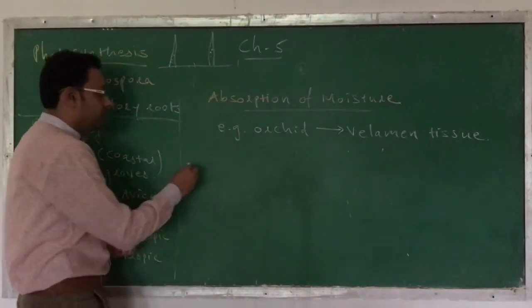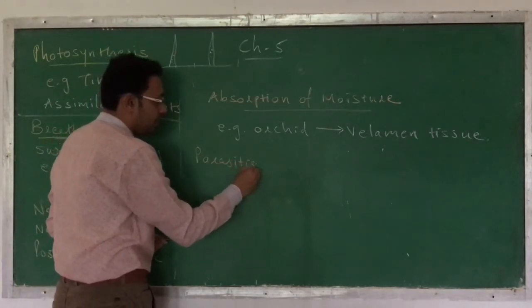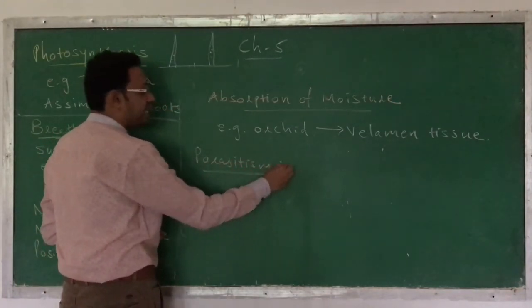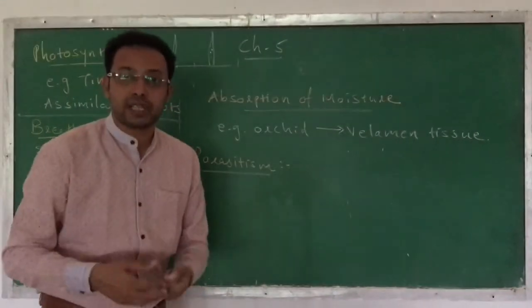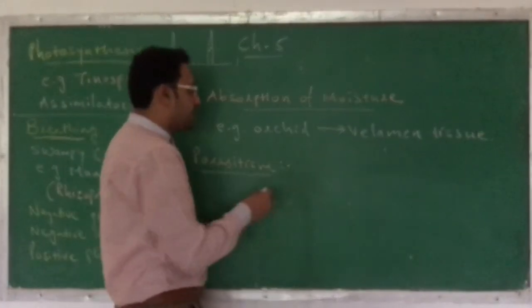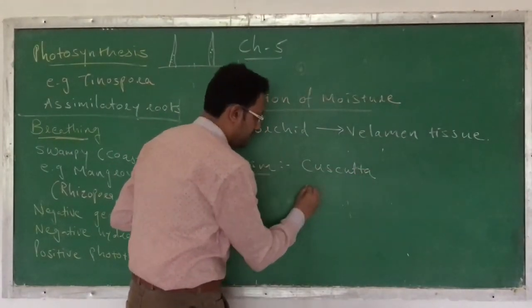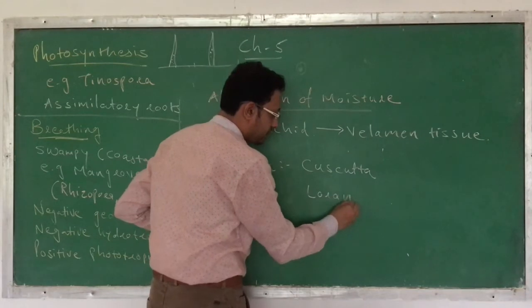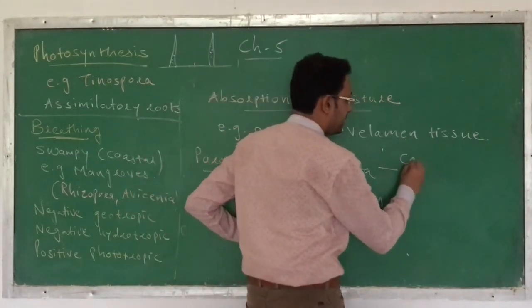Next example is parasitism. A few plants act as parasites, meaning they depend on another plant for their food and water requirement. Here you just have to remember the two examples. First is Cuscuta and the second one is Loranthus. Cuscuta is a complete parasite.